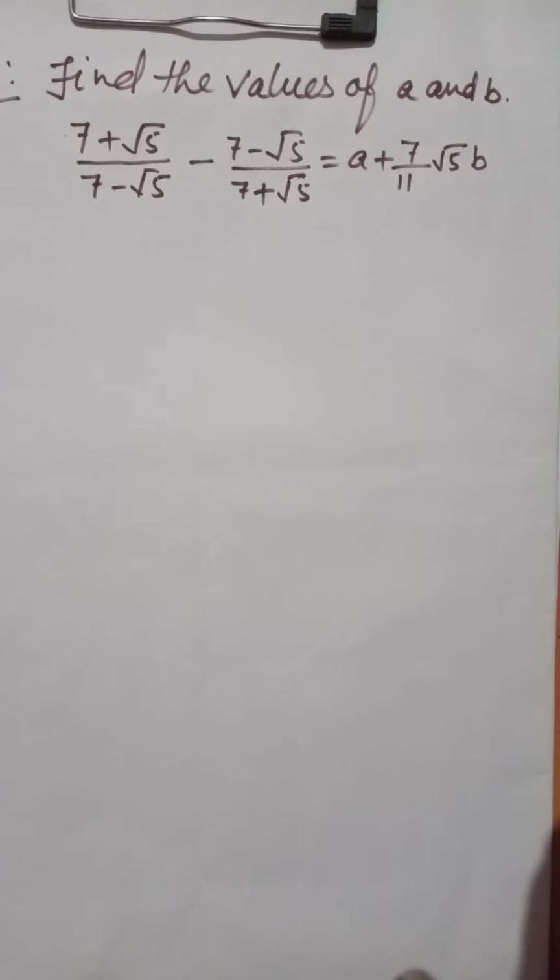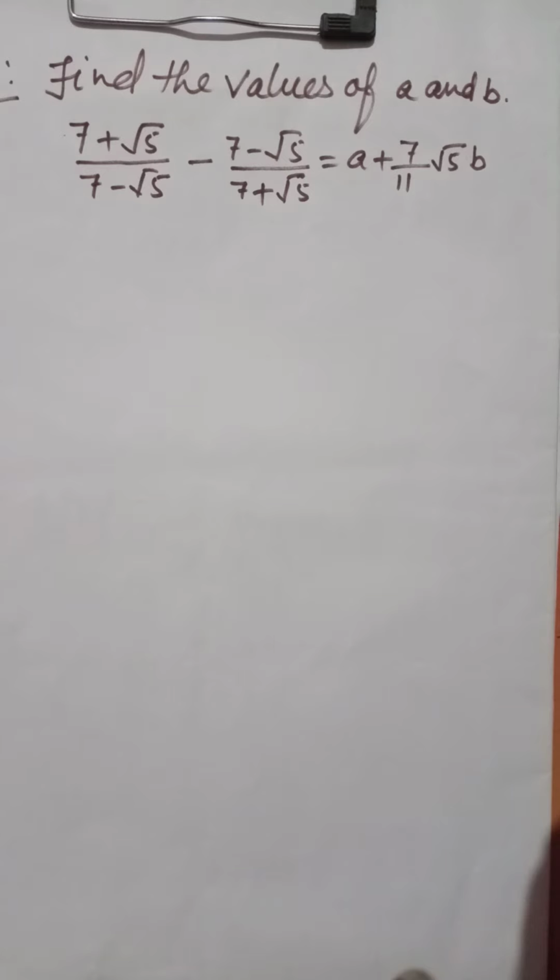Today we are going to do one question over here. The question is we have to find the value of a and b. The question is (7 + √5)/(7 − √5) − (7 − √5)/(7 + √5) = a + (7/11)√5 b. Now we have to find the values of a and b.